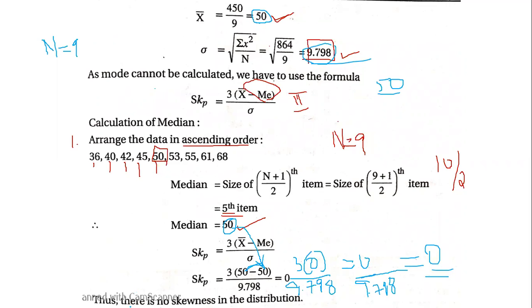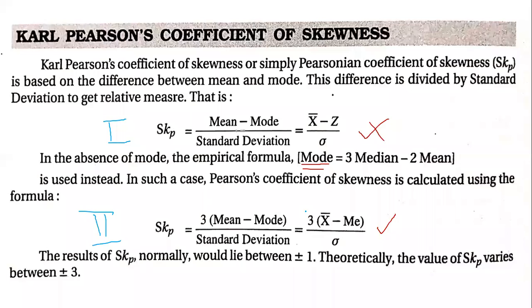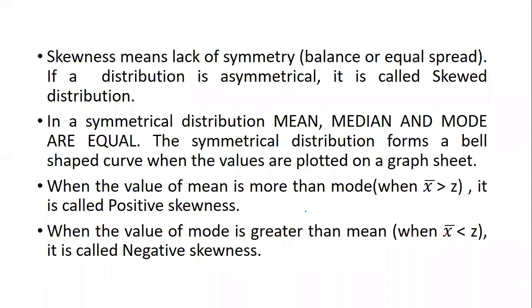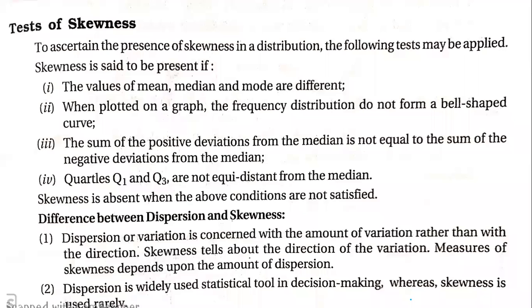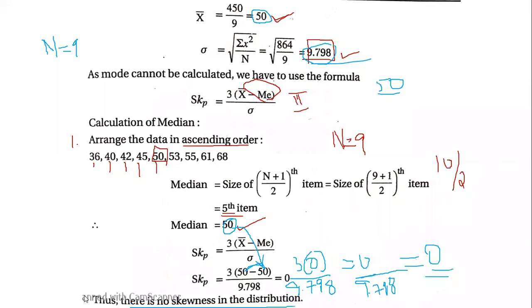Thus, there is no skewness in the distribution, which means this data is non-skewed data, or this data does not have any disturbance. So the data of the first problem is in the no skewness form. If at all you had got any number with a positive or negative sign, then we would have said it is negatively skewed or positively skewed. Since the final answer of the skewness is 0, we can say there is no skewness in the distribution. Okay, I hope everybody understood this problem.